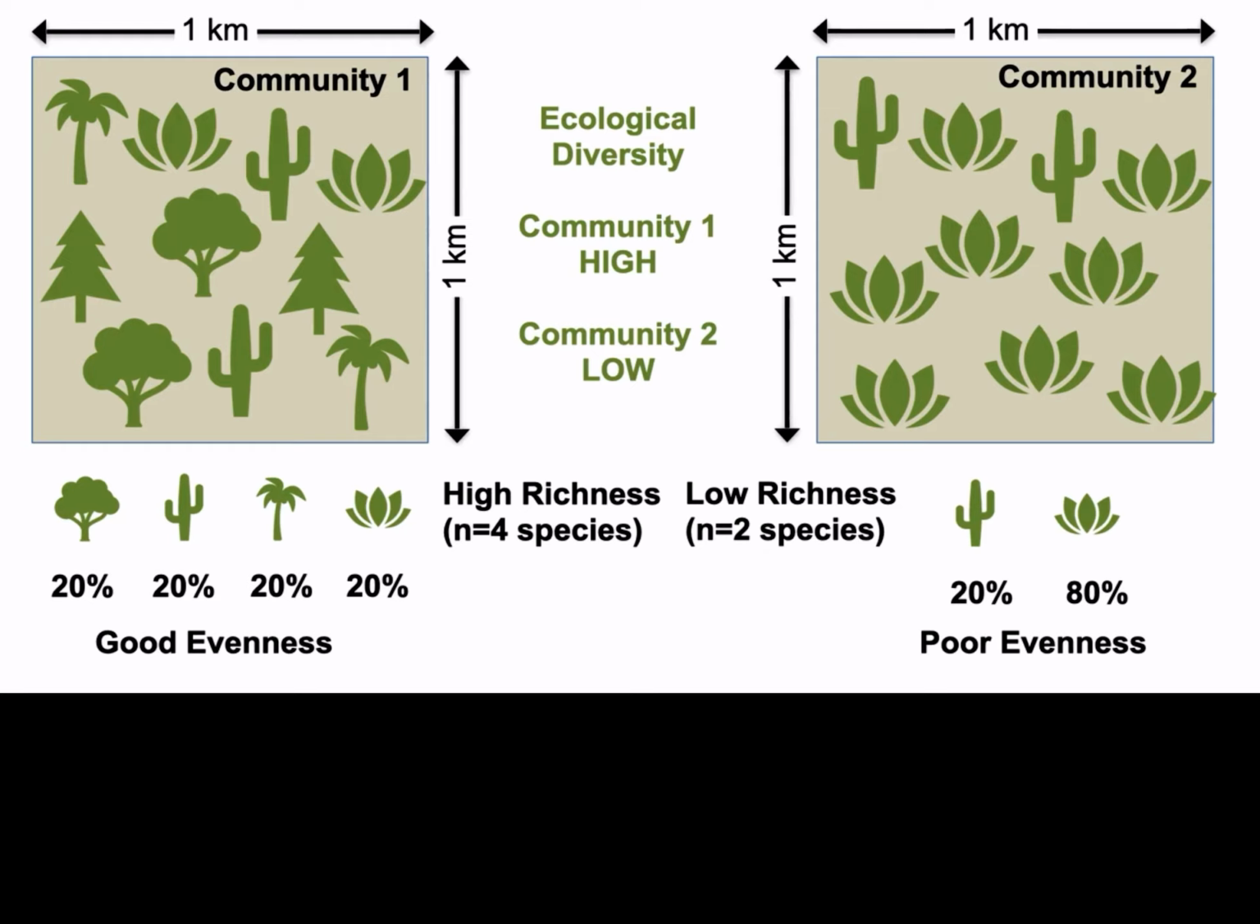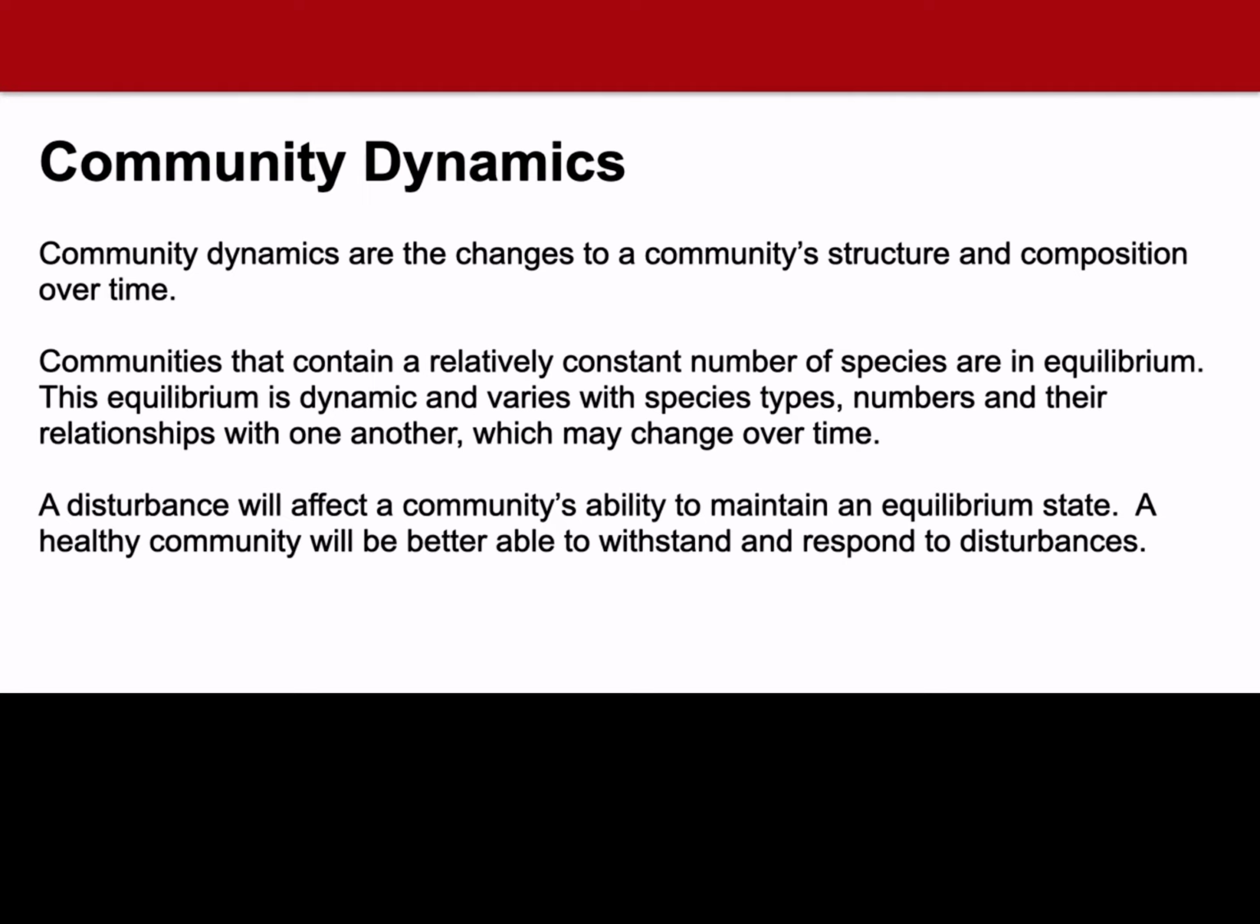In Community 2, one species of plant has 2 individuals, and another species of plant has 8 individuals, for a total of 10 individual plants in the community. One species makes up 20% of the total, and that other species makes up 80% of the total number of plants. This is not an even community. Because ecological diversity is measured by both richness and evenness, Community 1 therefore has a higher ecological diversity than Community 2. In order to study a community, we must also be familiar with community dynamics.